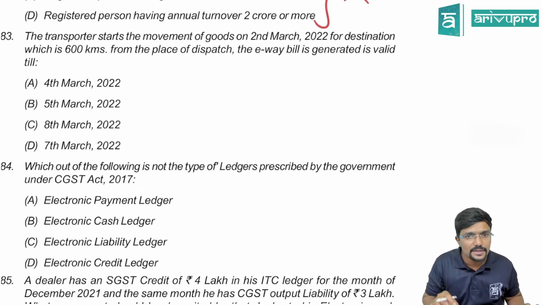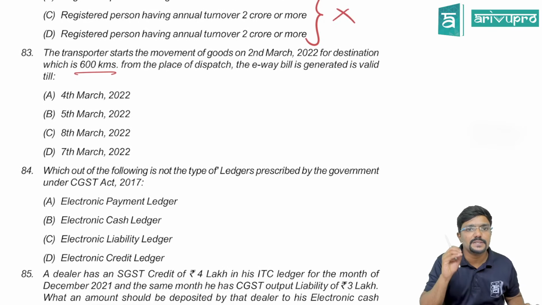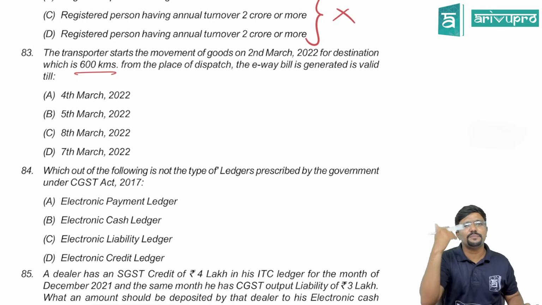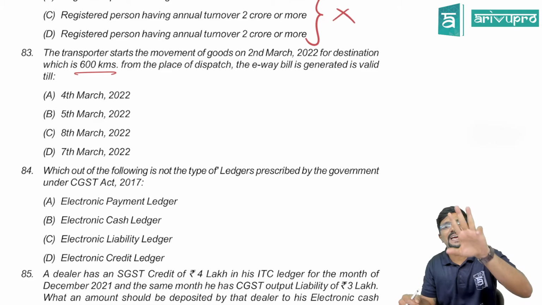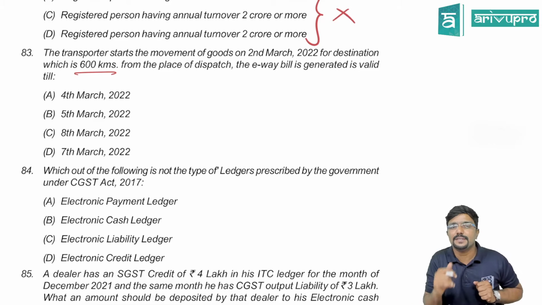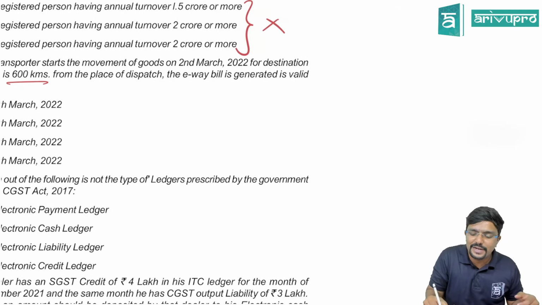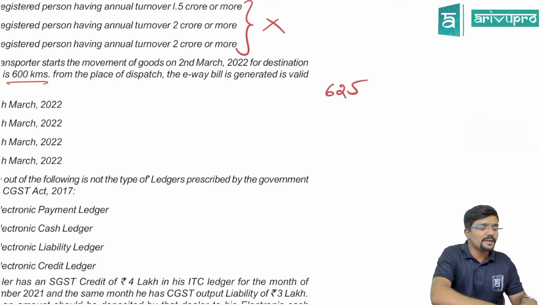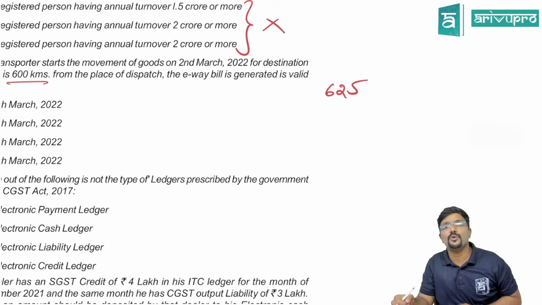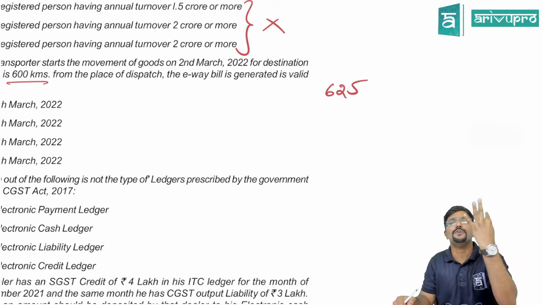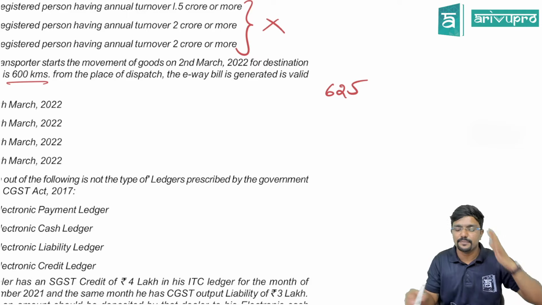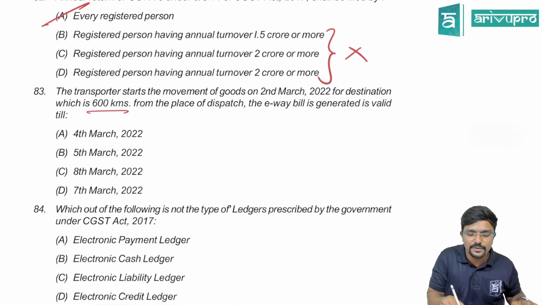So what is the distance here? 600 kilometers. So divide 600 by 200. How much will you get? Exactly 3 days. Even if you get decimals, for example, assume they have given 625 kilometers, you would get 625 divided by 200, which is 3.125. So what should you do? Consider 4 days. But here you will get exactly 3 days.